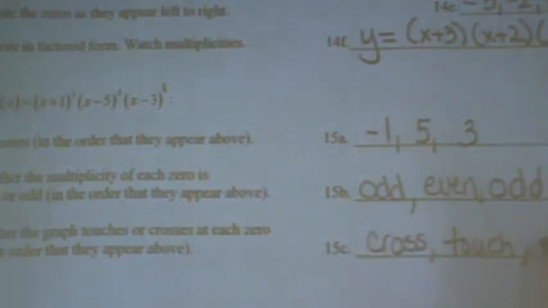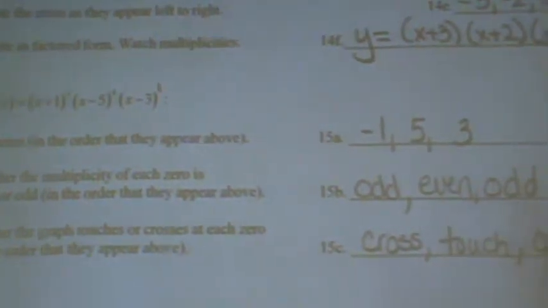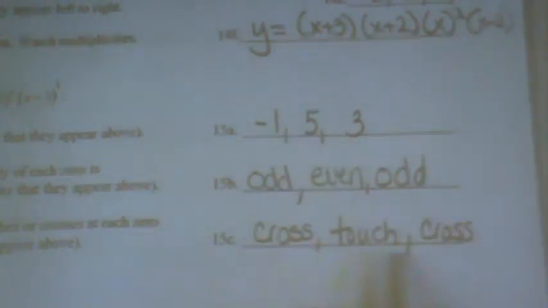Now, I'm not asking you, is the 0 odd or even? I'm asking you, how many times did that 0 occur? That's the multiplicity. Now, tell me if it's odd, it crosses. If it's even, it touches. And odd crosses, that's what you should have had. I gave 1 point for each line.